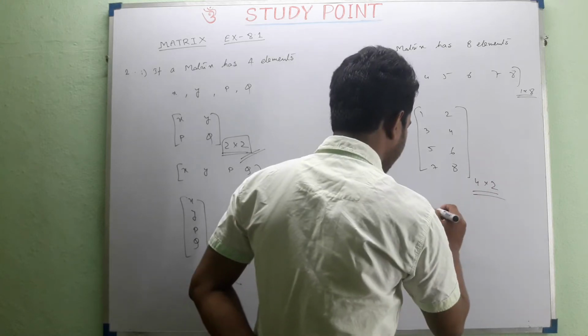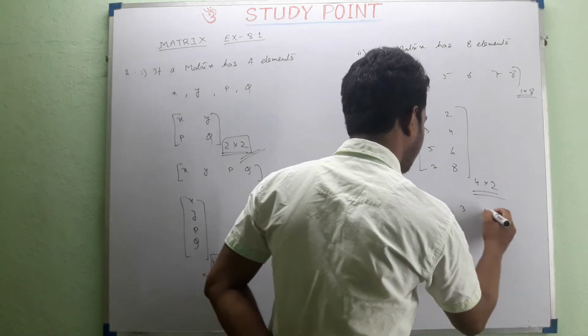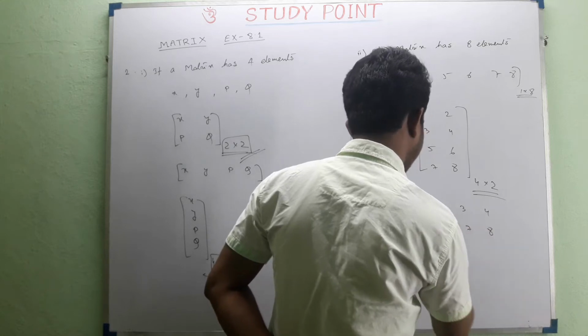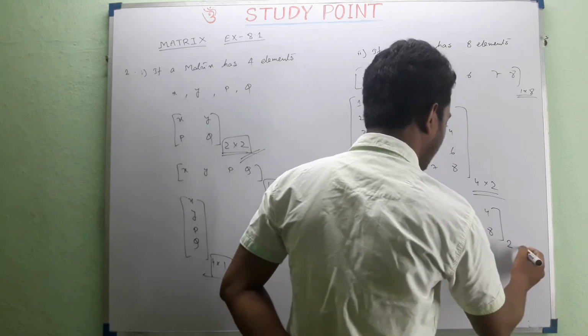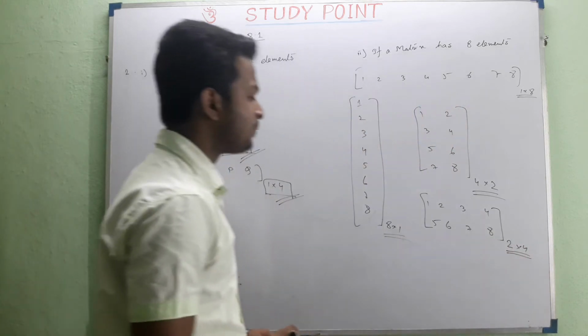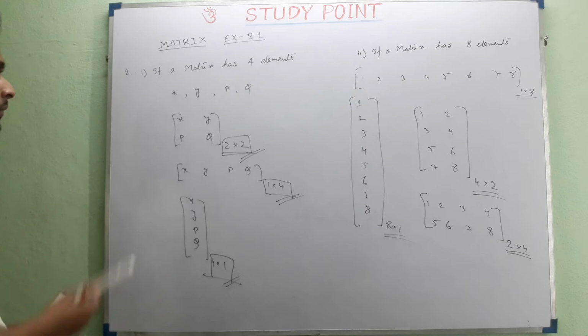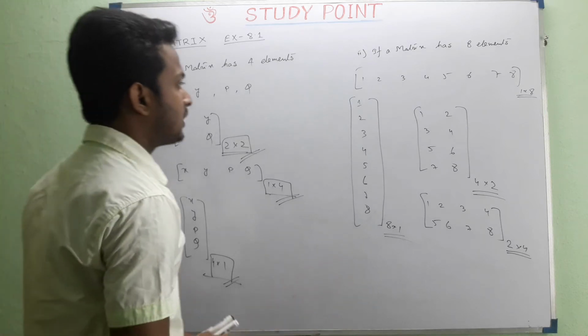elements. Now this also may be happening: 3, 4, 5, 6, 7, 8. See, 1, 2, there is 2 number of rows and 4 number of columns. This is also maybe the order of the matrix. Now, I am going to the conclusion.